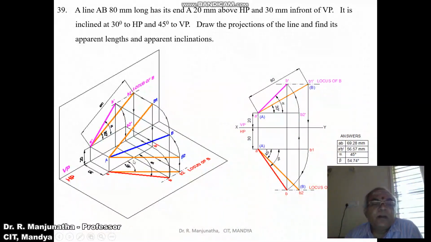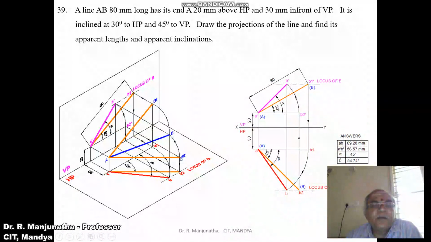Now similarly, if you want to consider the true length, apparent length in the front view, what we need to do is rotate the front view point. To do that, with A as center, take the radius of AB2. You rotate this line such that the B2 point will reach the point B, which will be the locus of B in the front view.